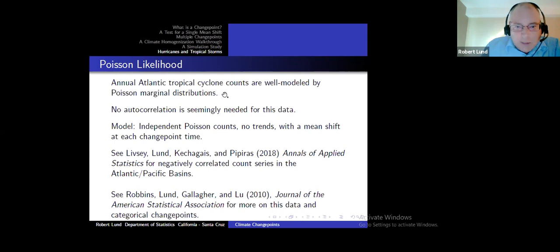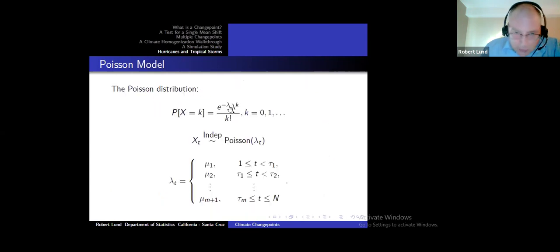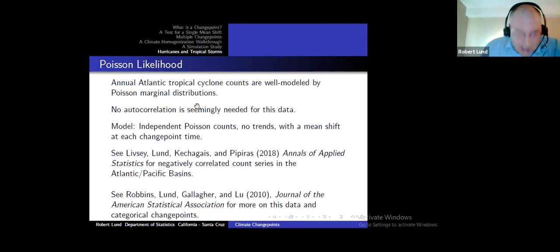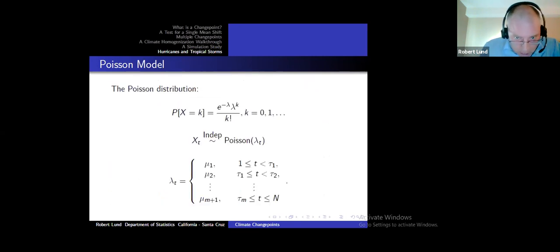With the Atlantic Basin, I'm not going to get into the Pacific Basin, but with the Atlantic Basin, no correlation is seemingly needed from year to year. If there actually was correlation, we would be able to forecast annual counts much better than we currently do. In fact, it's only in May where they give us the forecast for this coming summer. Now, if you're interested in math, there's a couple references on how to deal with change points and categorical data.